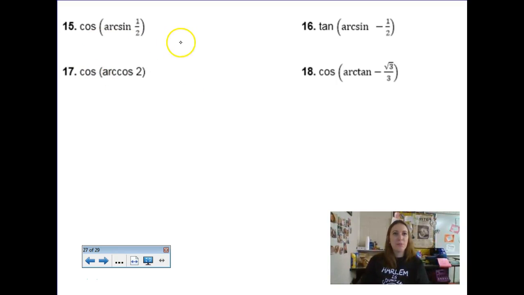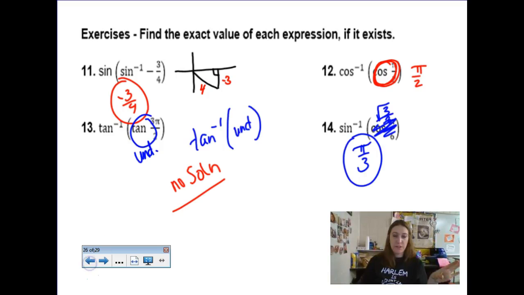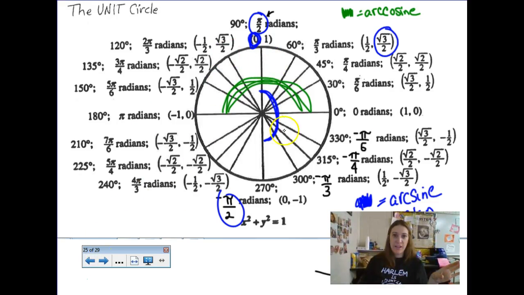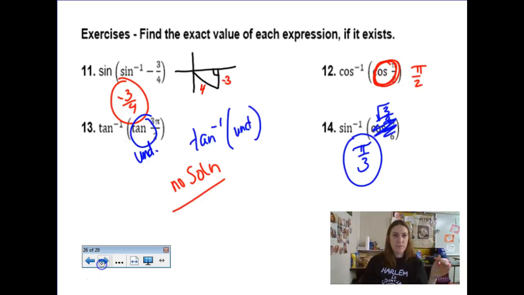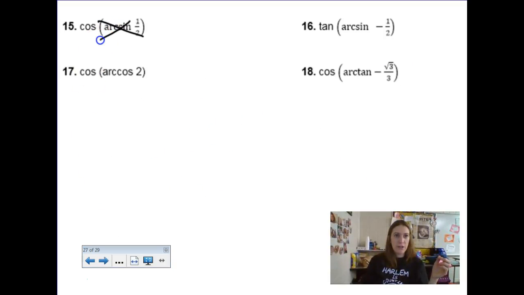All right, so here, number 15, cosine of arc sine 1/2. So I go back to my little unit circle. I think about where arc sine is defined, and I'm looking for an angle that gives an output value for sine of positive 1/2. So that'd be right here. So it's pi over 6. So this guy occurs at pi over 6. So then my real question is, what's the cosine at pi over 6? And that is square root of 3 over 2.